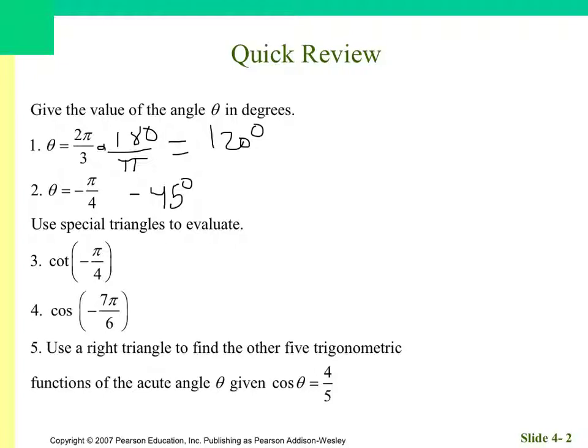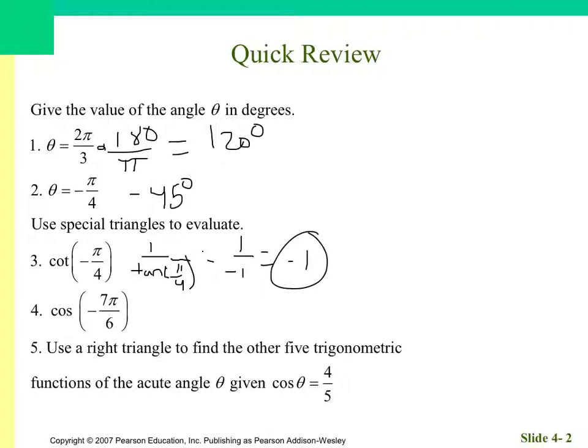Cotangent. Use special triangles to evaluate. Cotangent of negative pi over 4. Remember, cotangent is the inverse of tangent, and the tangent of pi over 4 is 1. Cotangent is the same thing as 1 over the tangent of negative pi over 4. So that'd be 1 over negative 1, so negative 1.